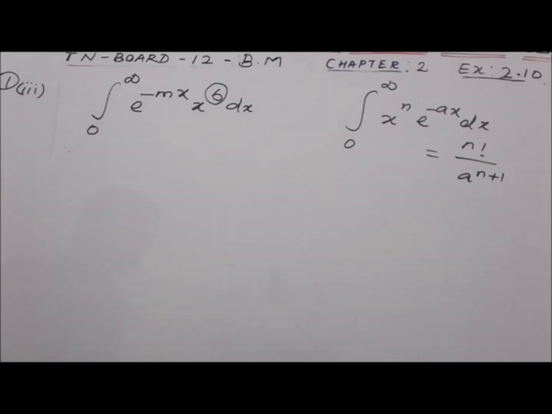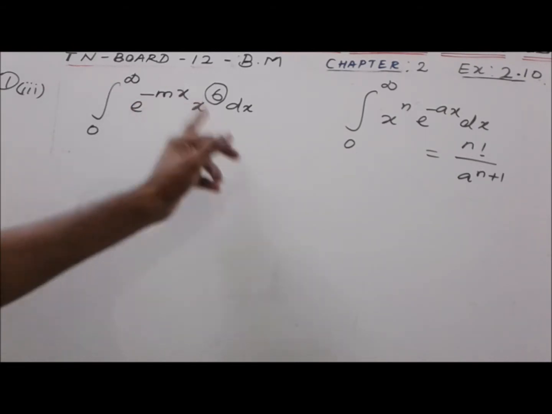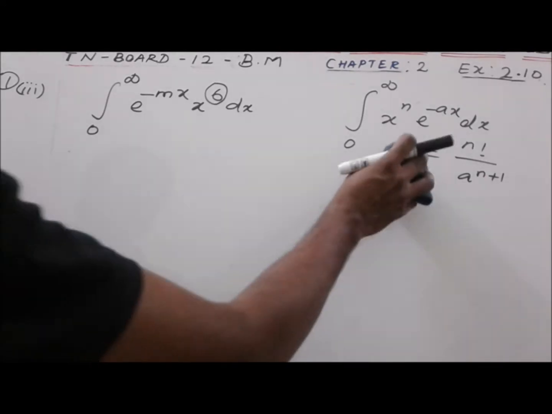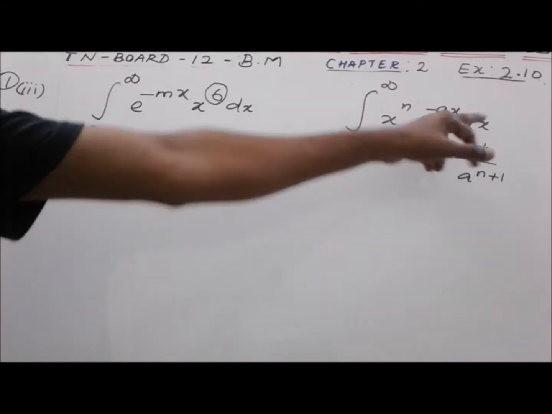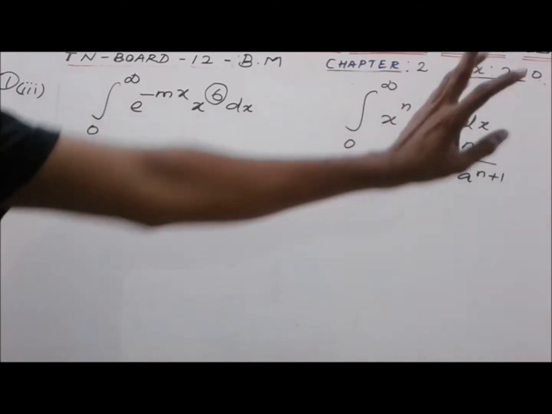Question number 1, subdivision number 3. The integral from 0 to infinity of e to the power minus mx, x power 6 dx is given. Look here. This is in the form of x power n e power minus ax dx.